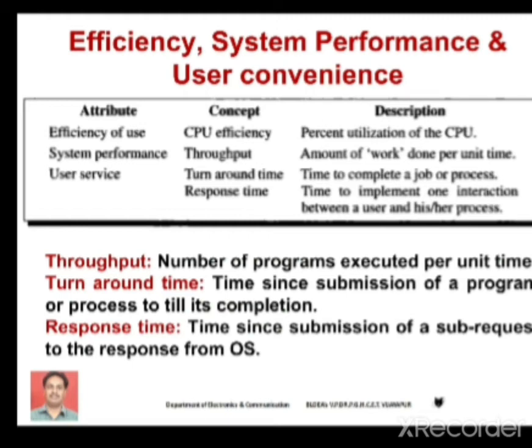So throughput is the number of programs executed per unit time. Turnaround time is the time since submission of the program till its completion. Then we have response time, which is the time since submission of a request to the response from the operating system.